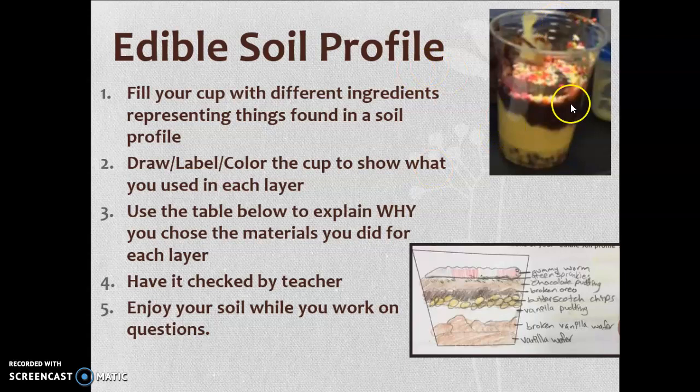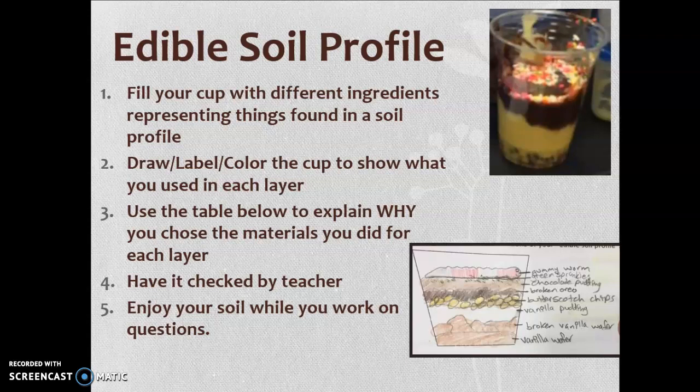You don't have to use dessert foods. This has things like graham cracker crumbs and pudding and sprinkles and gummy worms and stuff like that to represent the organic material and the living things found in soil. You could do anything that you can kind of layer and enjoy.